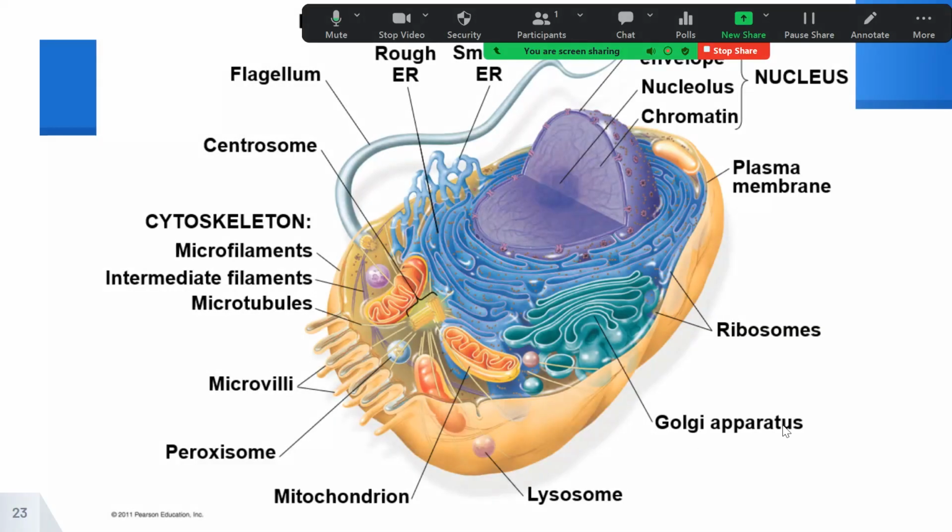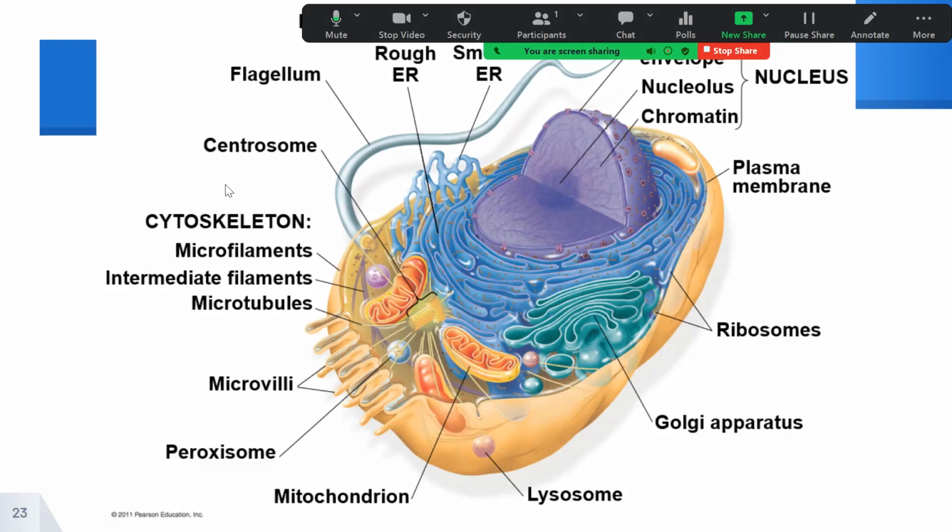So here is a diagram of a typical animal cell. And not all animal cells are going to have all of these components, because you can see you've got little microvilli here, you've got a flagella.